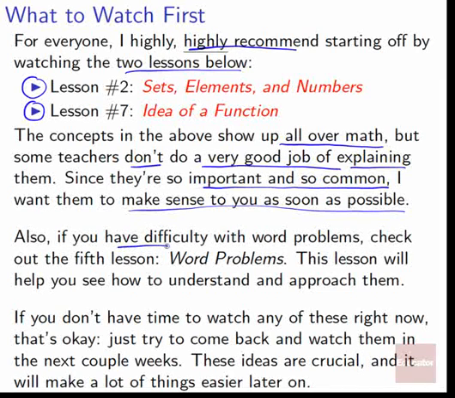Also, if you have difficulty with word problems, check out the 5th lesson, unsurprisingly named Word Problems. Not a terribly creative title, but Word Problems is this lesson that will help you see how to understand word problems and how to approach them. It will build this framework for approaching all word problems. That's something that you can start using on anything where you're having difficulty seeing how to set it up.